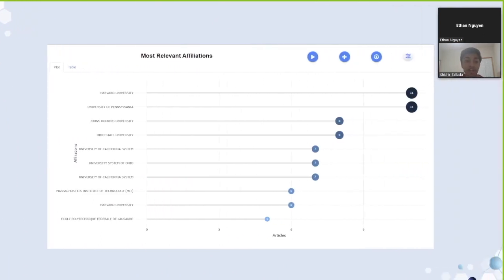So the affiliation that created the most articles is tied between Harvard University and the University of Pennsylvania, both with 11 articles. Succeeding those two universities with the second most articles made is both Johns Hopkins University and Ohio State University, each with 8 articles. It's also important to note that 9 out of the 10 affiliations are located within the United States.